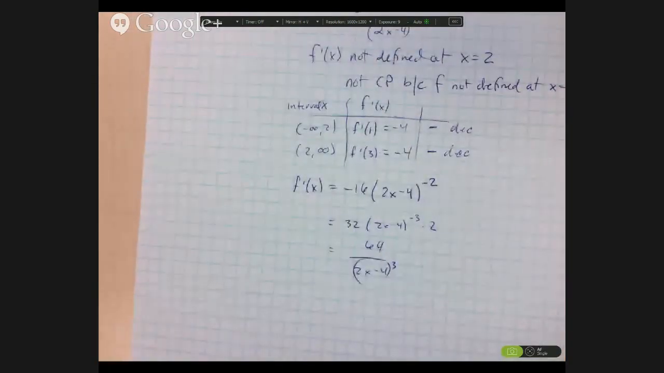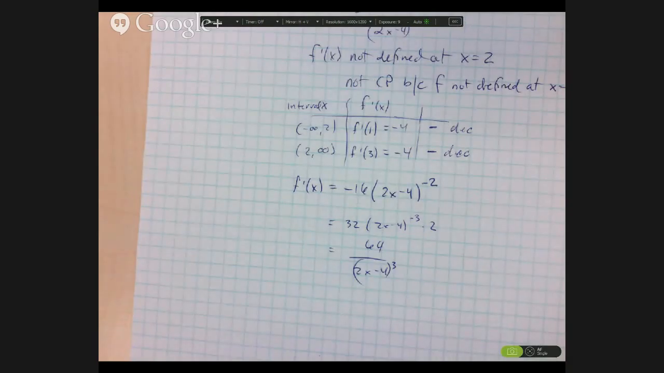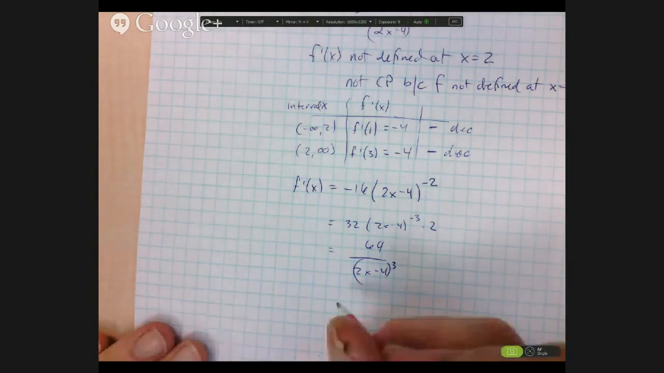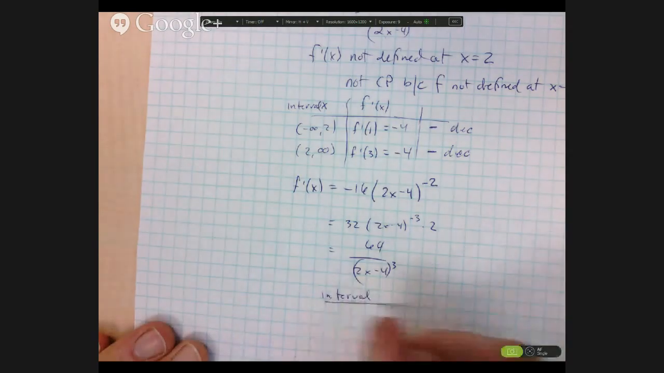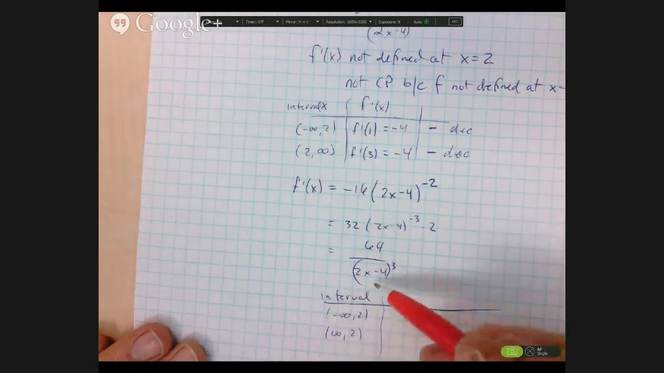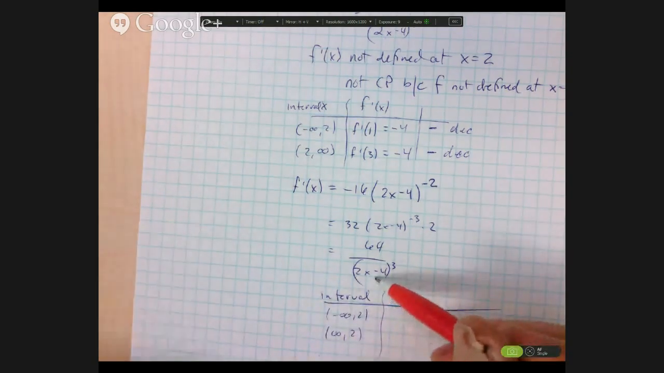Did you use the table? Yes. So the power rule, and then the derivative of the inside is 2. Okay, all right. So plug in 1 and 3 again, same intervals, because that's where it's undefined, right?